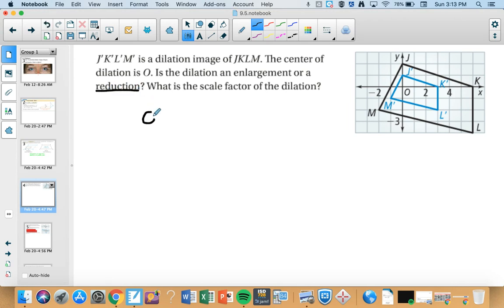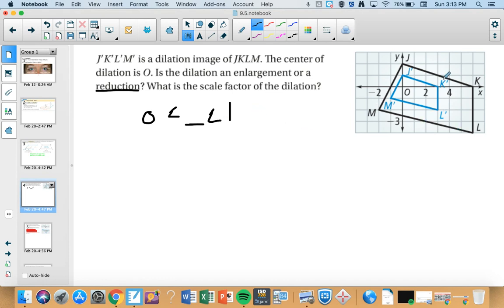So we know it's going to be between 0 and 1. Our scale factor is going to be somewhere in between 0 and 1, except, sorry, I shouldn't have done this. It's not equal to, it has to be greater than or less than symbols.